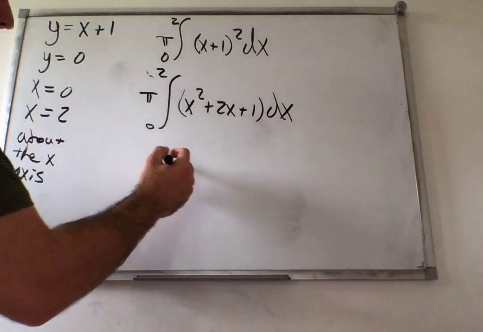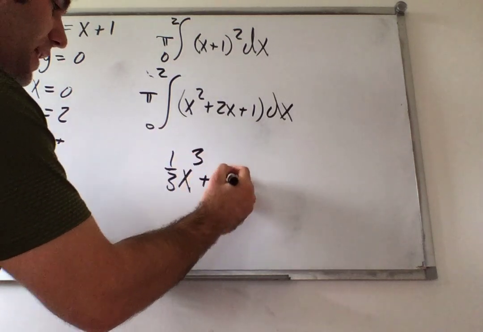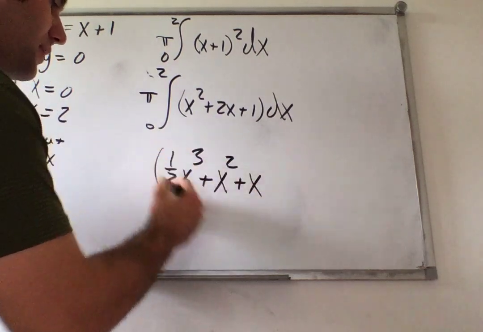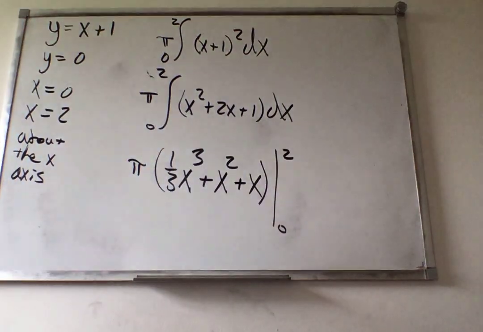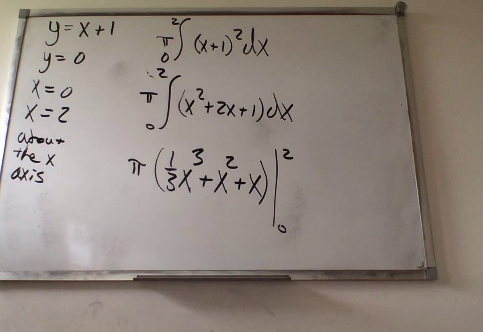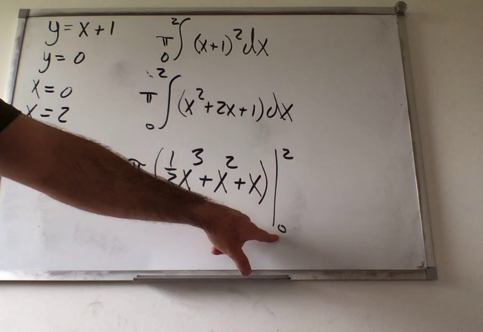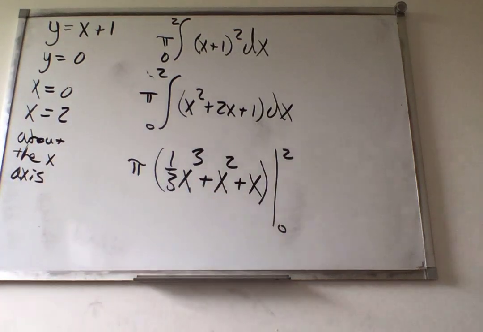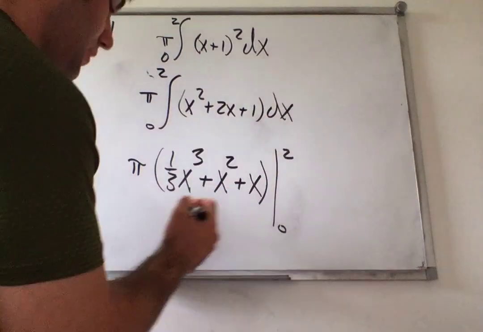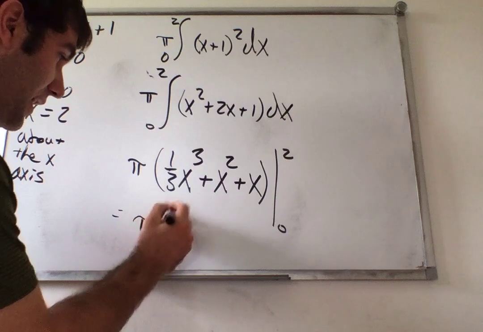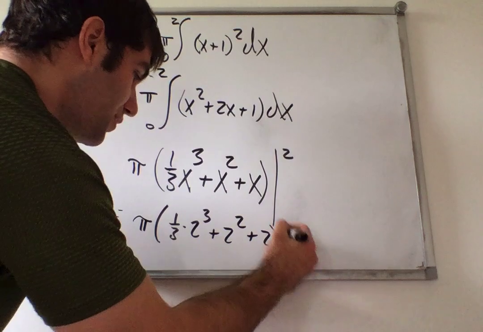Integrating is just undoing the power rule. 1/3 x cubed plus x squared plus x evaluated from 0 to 2, and I'm going to multiply it by pi. Now what's really nice about this problem is that we've got the 0 right there. This is a polynomial, so plugging 0 in is not going to do anything for us. All we have to do is plug in 2. So this is pi times 1/3 times 2 cubed plus 2 squared plus 2.